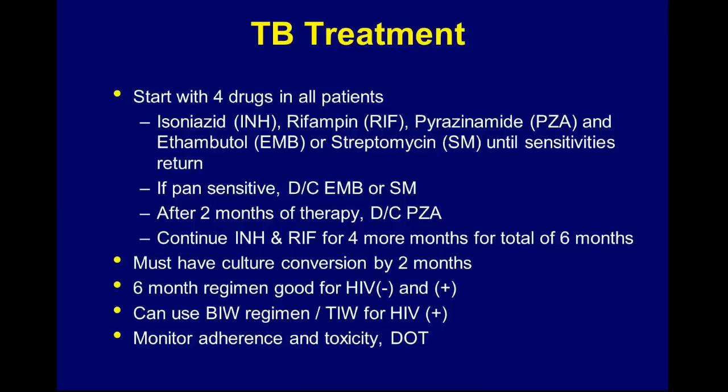You can use twice-a-week therapy after the initial 2 weeks of treatment if the patient is HIV negative, because remember it's still DOT, the doses are going to be higher, but the patient only will be swallowing the pills twice a week. You can use 3 times a week therapy in HIV patients, and I wanted to teach you why.